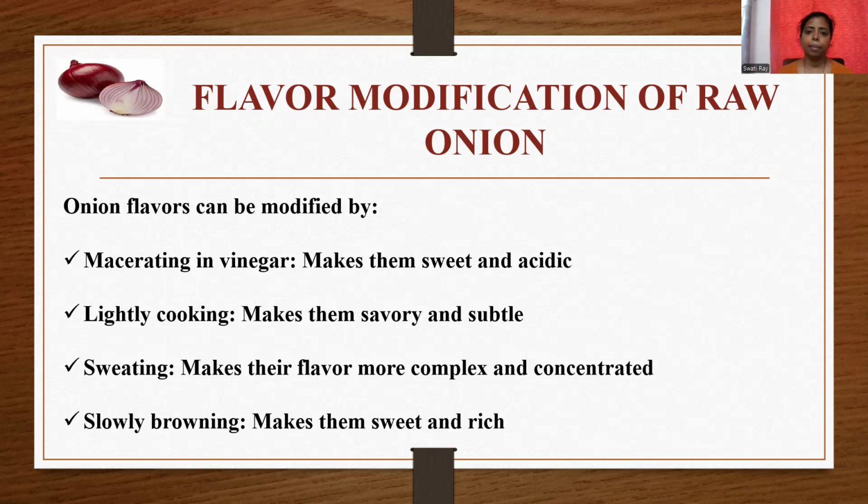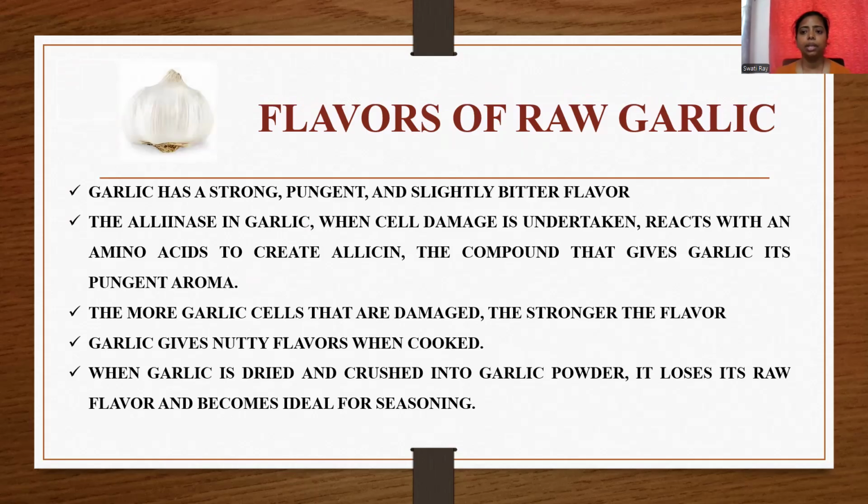Let's now discuss the flavor modification in raw garlic. Like onion, garlic also has a very strong pungent flavor, but unlike onion, it also has a buttery flavor note. The chemistry behind the onion and garlic flavor is the same.